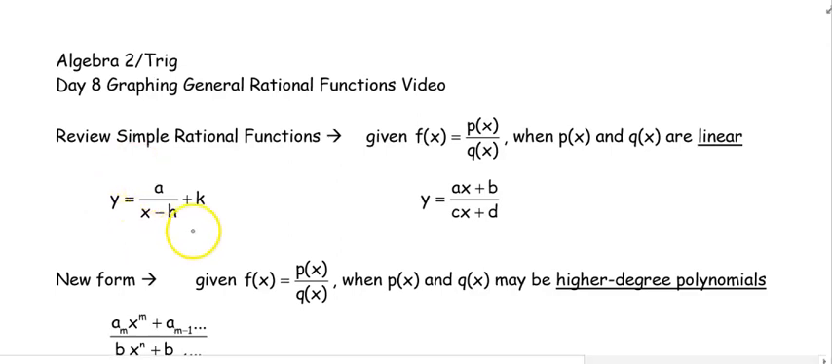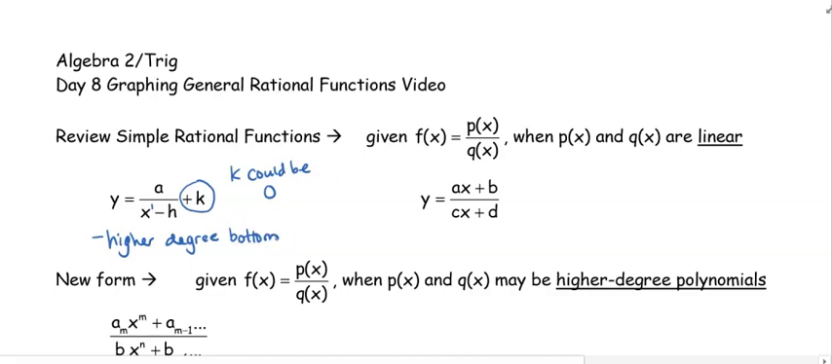The first one is if I have y equals a over x minus h plus k. If you remember, this right here is one of your asymptotes, and k could be 0. So if there is no number being added outside, it could be 0. A on the top is just a constant, and we have x to the first degree on the bottom. This means that the higher degree is on the bottom of the equation.